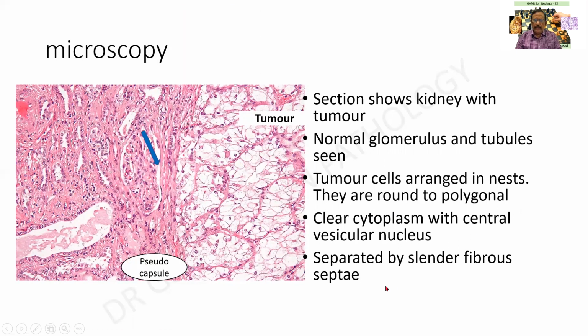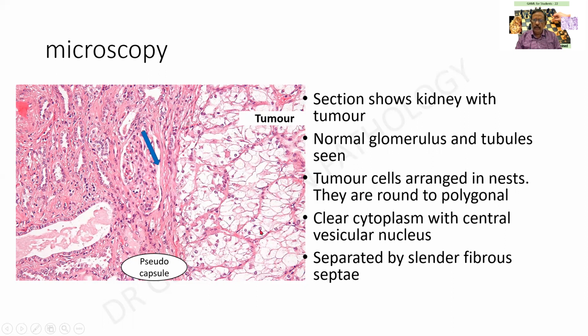This is a microscopic picture. Microscopically, I can say that this is a kidney because I am able to see the glomerulus. These are all the tubules of the kidney, and this is the pseudocapsule we have been talking about in the gross description. And this itself is the tumor. Section studied shows kidney with tumor. The normal glomerulus and tubules are seen on one side.